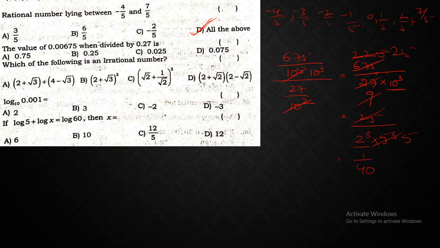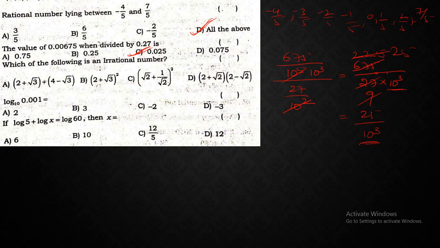Instead of cancelling, what we can do here is simply write it as it is. Since we have everything in decimal form, make it decimal. So 25 by 10 cube. 10 cube means after the decimal point we should have 3 decimals. So 0.025. The answer is 0.025.